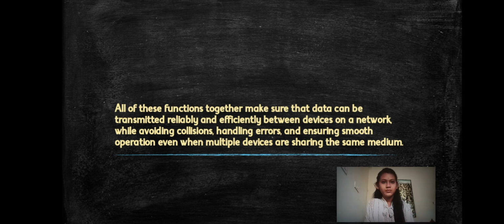So all these functions work together to make sure data can be sent between devices on a network without any problems. They help prevent collisions, fix any errors that might happen, and make sure everything runs smoothly, even when many devices are using the same connection.